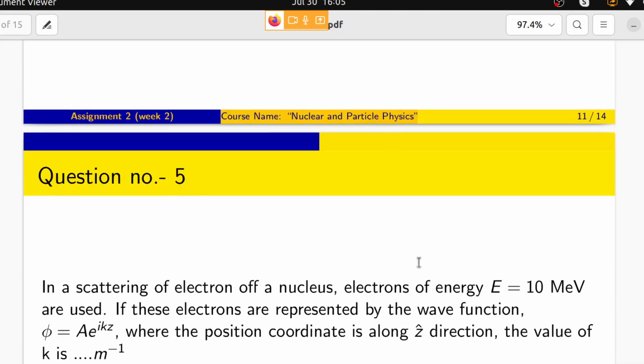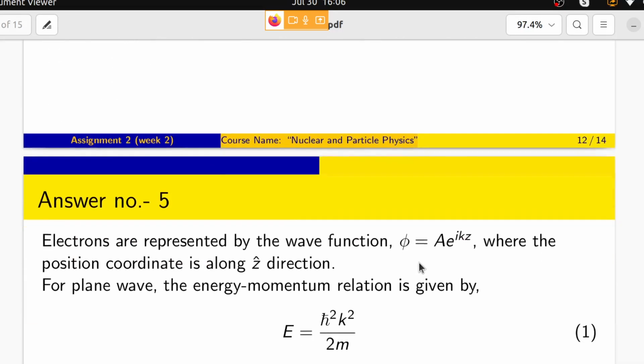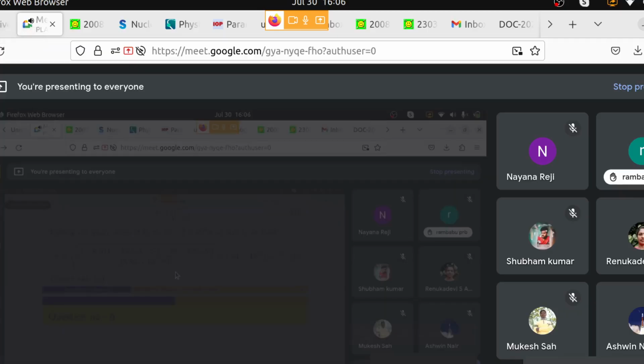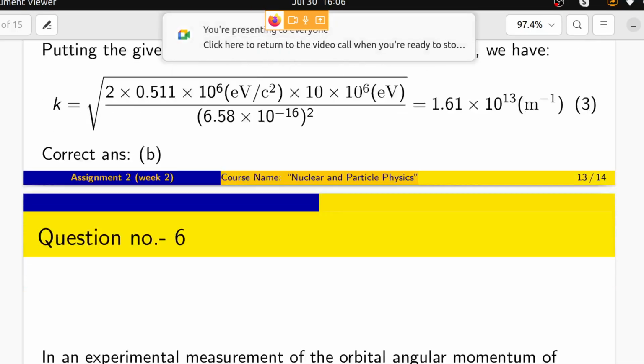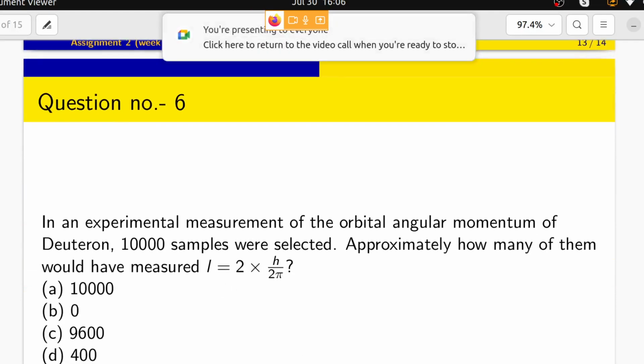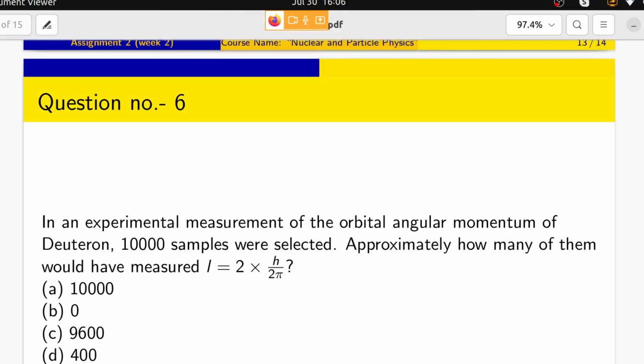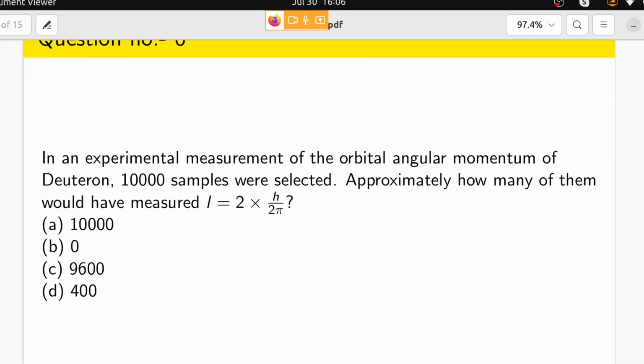And that fifth question: in a scattering of electrons off a nucleus, electrons of a given energy are used. If these electrons are represented by a wave function where the position coordinate is along the z axis, what is the value of k? That is also not required for the nuclear shell model. Then the next question is this one. This is also not about the nuclear shell model, so we can discuss these questions also.